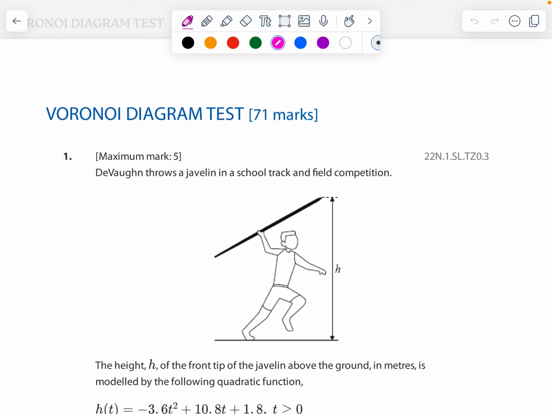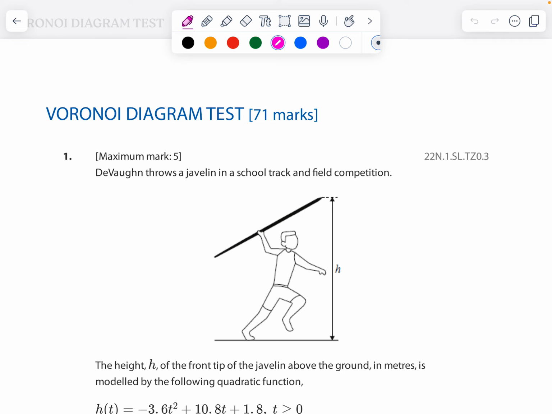So welcome. This video is based upon the test on Voronoi diagram, a revision test based on the Voronoi diagram. So let us try to solve it on this test paper. The first question is about a javelin thrown in a school track and field competition.